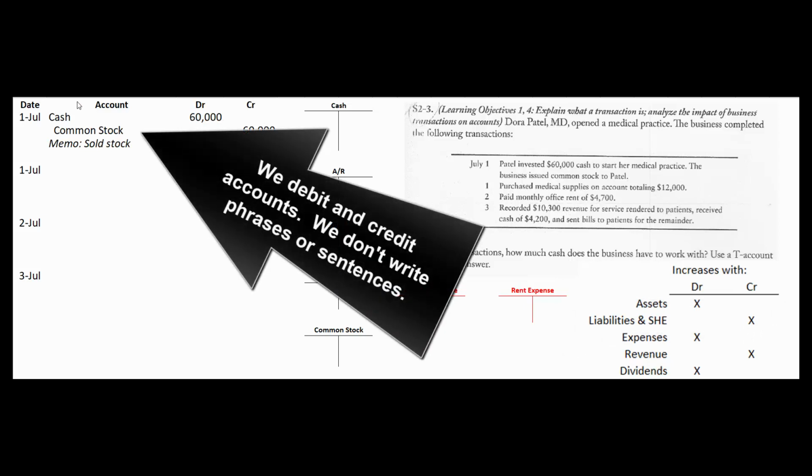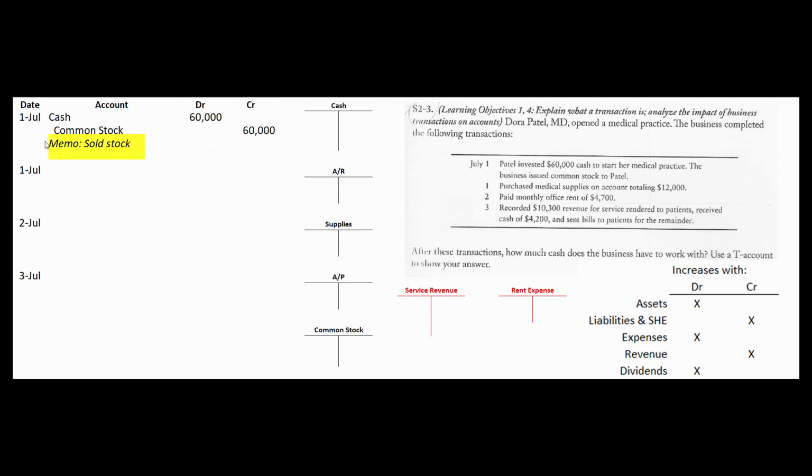We do not debit and credit sentences. We debit and credit specific accounts. If we feel compelled to write a sentence, we put it in the memo section, which just tells the next person what we did. Cash is an asset, it increases with debits. Common stock is an equity account, it increases with credits.